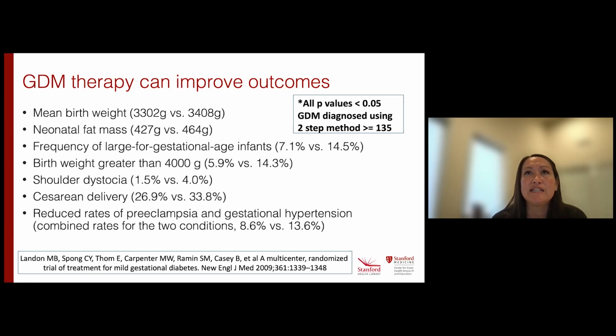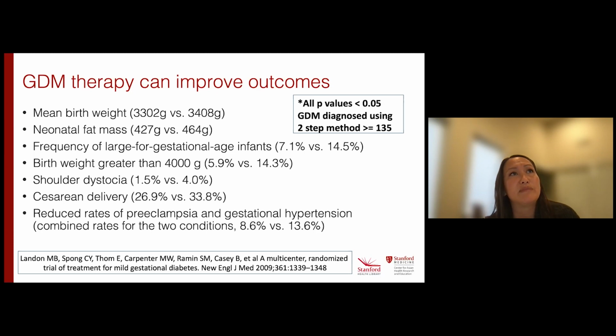And in this study, patients were in their 24th to 31st week of pregnancy, and they all had gestational diabetes, and they were randomized to expectant management versus treatment. Treatment included a dietary consultation, checking their finger sticks, and then, if needed, starting insulin. And what they found was that those in the treatment group had better outcomes.